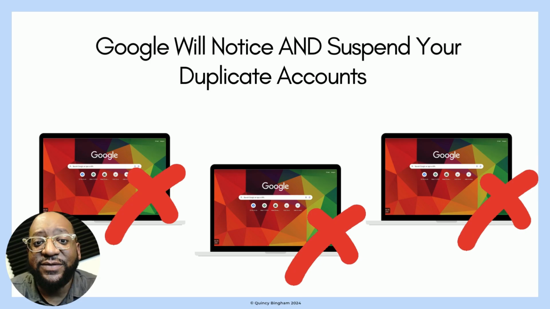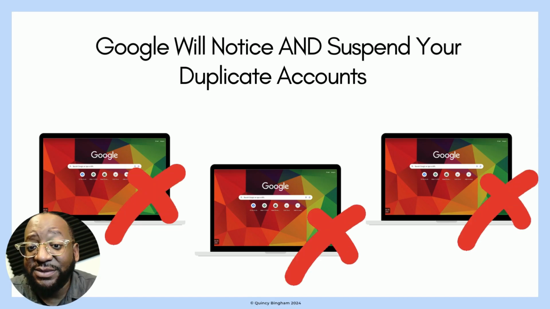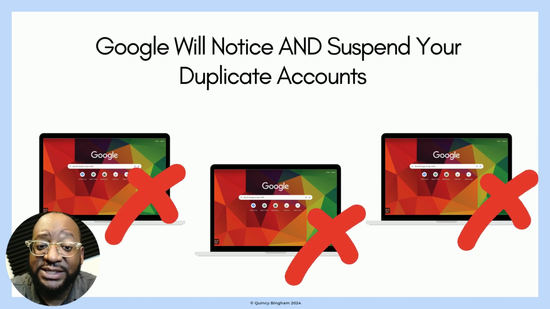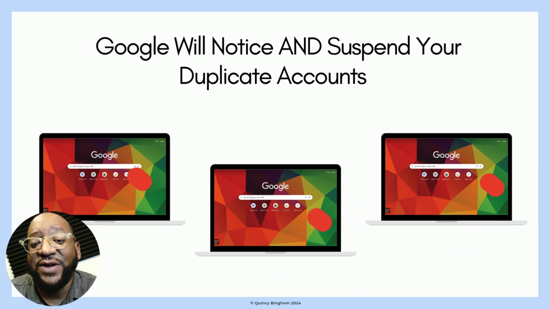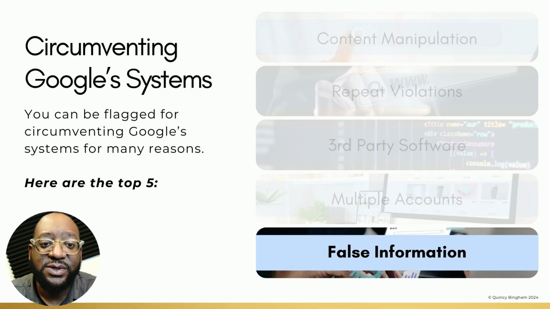Let's say, for example, that you get your Google Ads account suspended due to issues with the verification of your business operations. Attempting to solve this, you create a new Gmail account and set up a new Google Ads account. Google will notice this and suspend your account, but this time, the violation will be for violating the Google Ads circumventing systems policy.